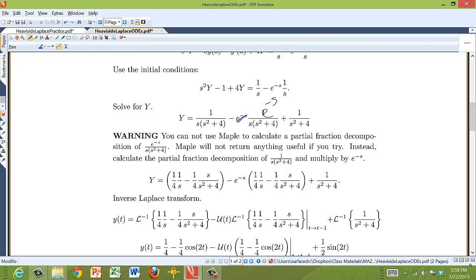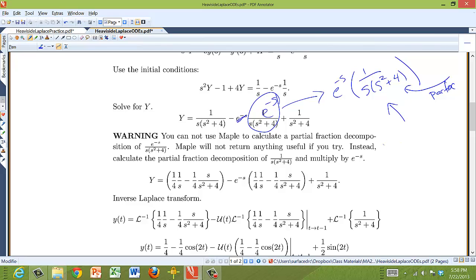A partial fraction decomposition is for rational functions where you have a polynomial over a polynomial. Okay? A negative exponential is clearly not a polynomial. And so Maple is not going to do anything useful if you try a partial fraction decomposition on this thing. Instead, what you do is you say, well, this is e to the minus s times 1 over s times s squared plus 4. And you do a partial fractions on this part.